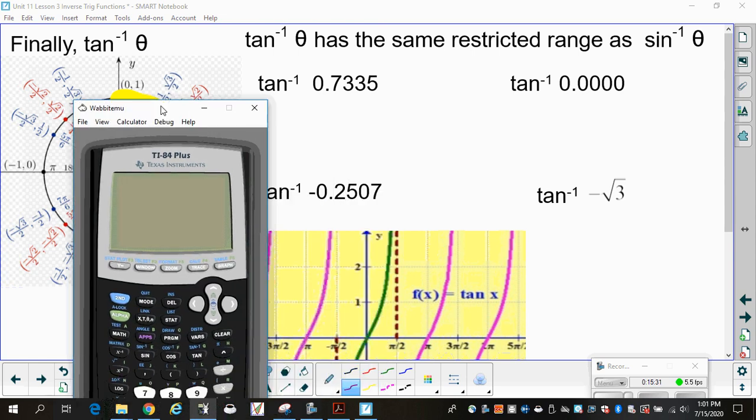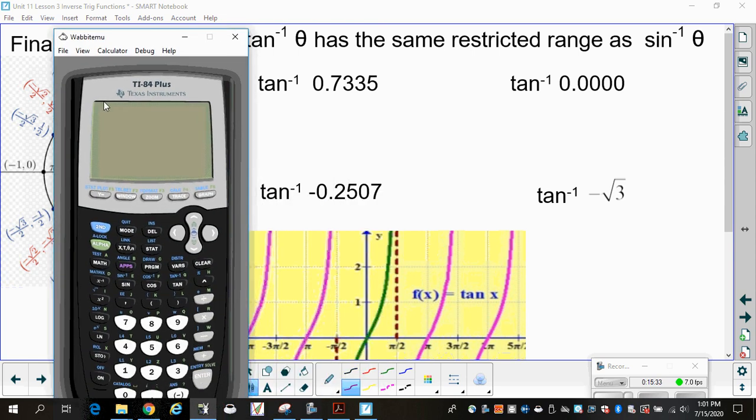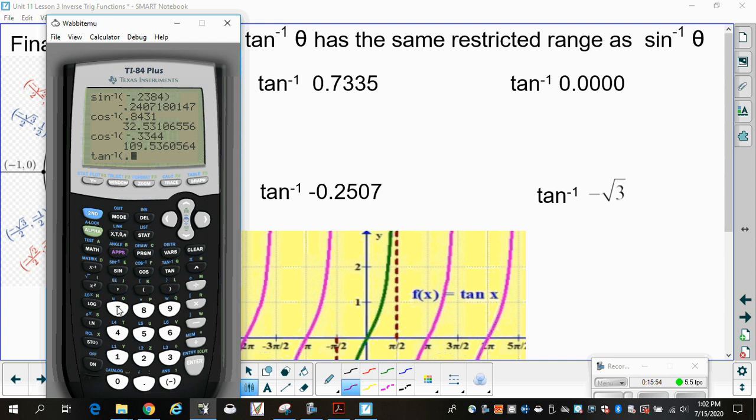It all depends on whether or not I want degrees or radians. So if I look at my mode, it's in degrees. I really don't care right now. Actually, let's change it to radians because that's the one that you're going to be asked more. Second tangent will give you the inverse tangent. This is going to be 0.7335, and I press enter.